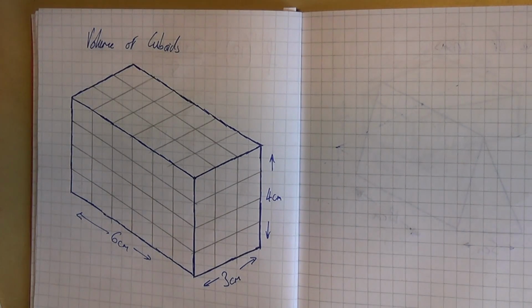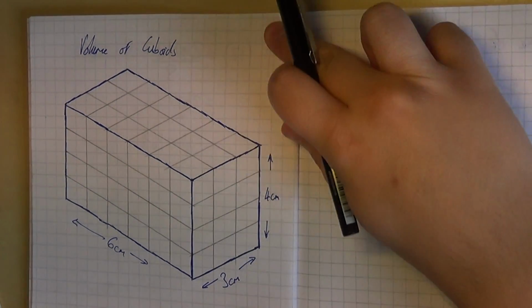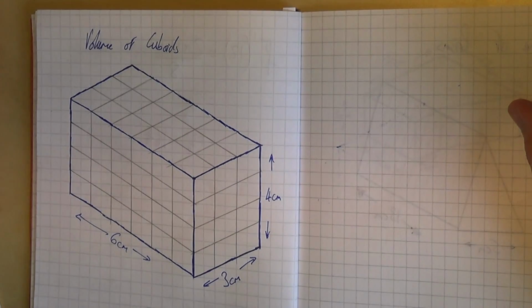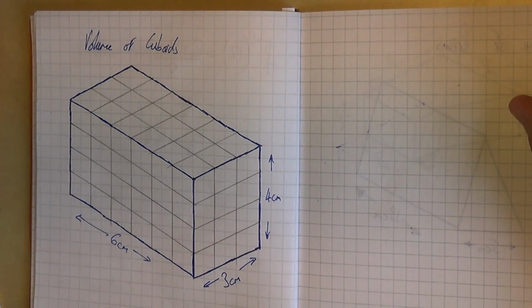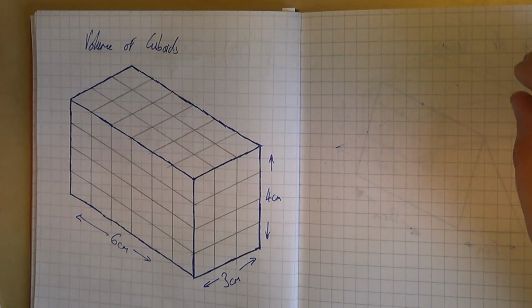Alright, we're going to look at volume today. So volume is how much 3D space something occupies. We normally measure it in terms of cubes because they're the simplest 3D shape, or one of the simplest 3D shapes. Saying the simplest to count and measure.